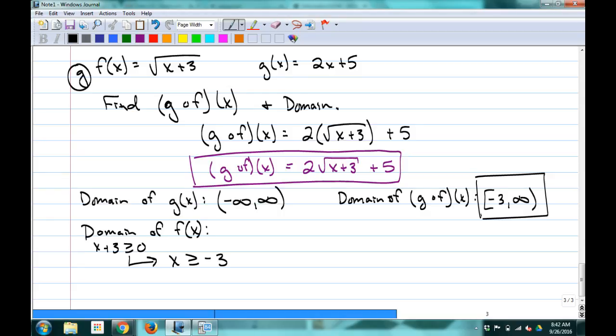So when there are no restrictions on what you're plugging into, it makes the problems a little bit easier, a little shorter, maybe. Not as much you've got to do there.